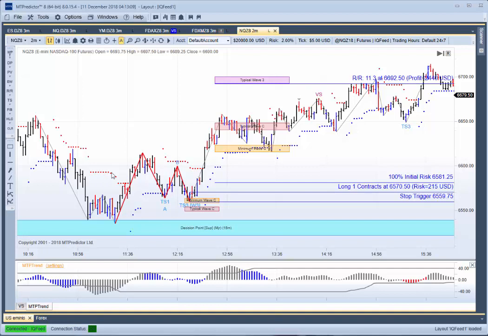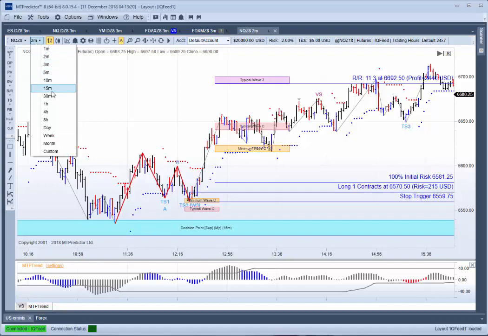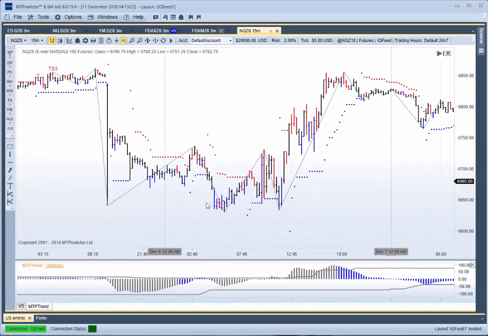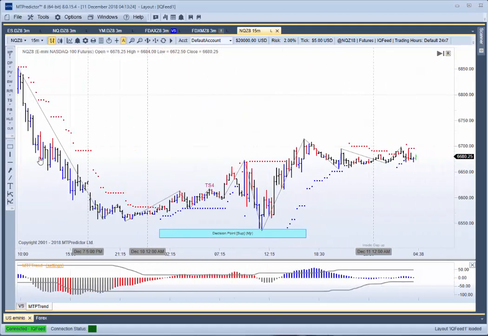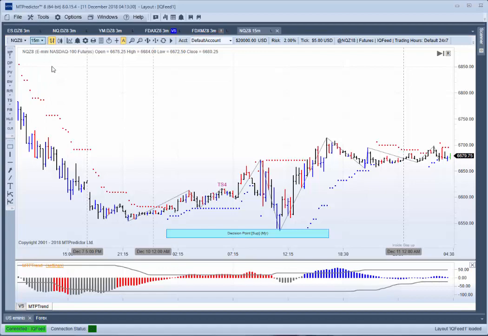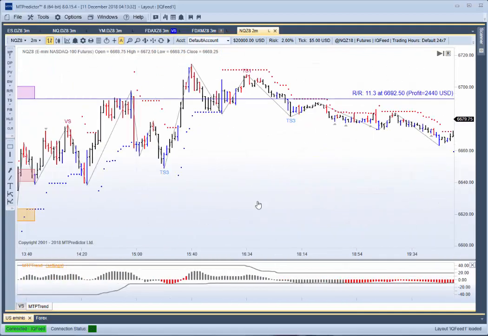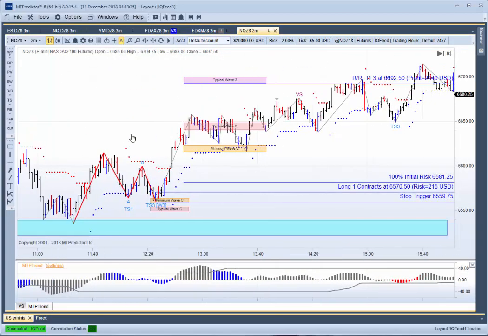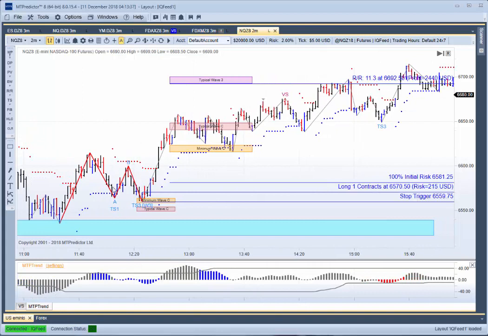So a good example unfolding yesterday on a 2-minute chart of the NQ on a 24-hour session chart. There you can see with our higher time frame support coming in on our 15-minute chart. I'll just scroll back there, which as we can see came off that last low to nail the low of the day there very nicely. So a good example there of our wave 3 or W3 trade setup in MTPredictor.